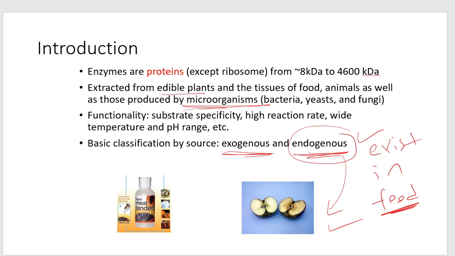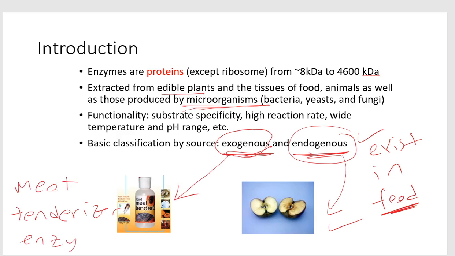There are also enzymes from exogenous sources. These are added to food products to cause a desirable change in food, and they can be extracted from a variety of sources. Such as when you add an enzyme to tenderize meat, a tenderizer enzyme. So you are adding these exogenous enzymes to food products to cause a desirable change.